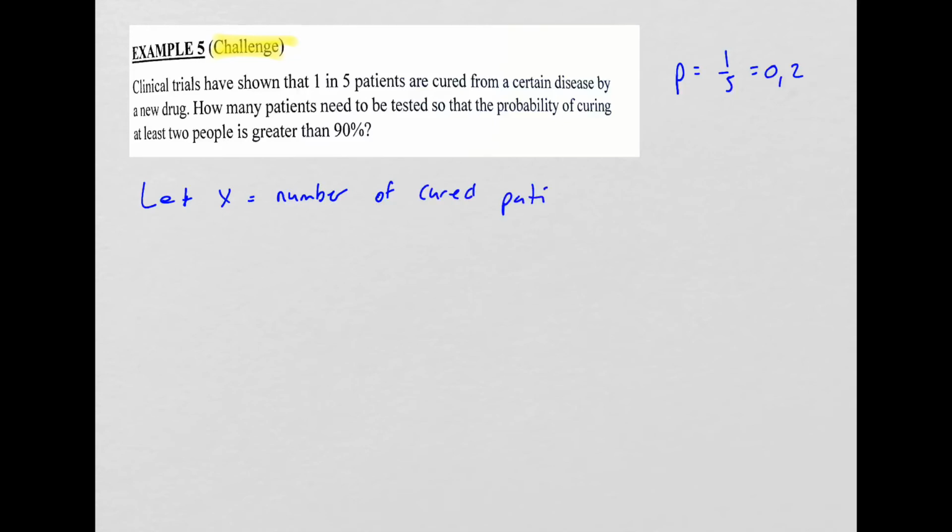Right, so we need to find n because they're asking how many. Okay, so that's what makes this a challenge. In other words, we're looking at the trials. How many trials have to happen?